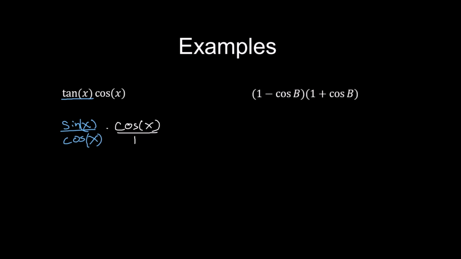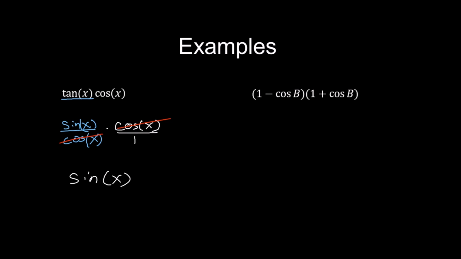And now, as you look at it, you can say, well, hold on a second. Cosine of x, cosine of x. They cancel out, and I'm left with sine of x over 1. So all of this just becomes the sine of x. So that's what these simplifying trig expressions are meant to do. We're going to take something nasty and turn it into something that's hopefully a lot nicer.